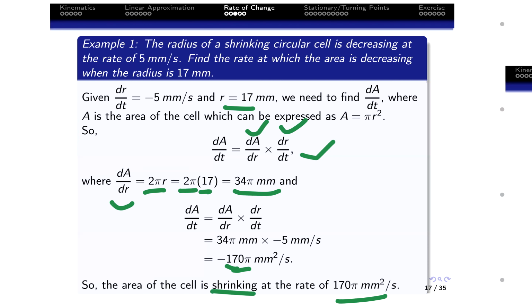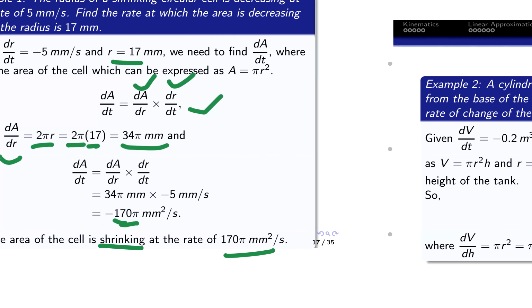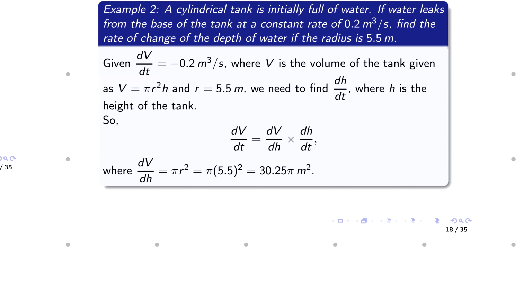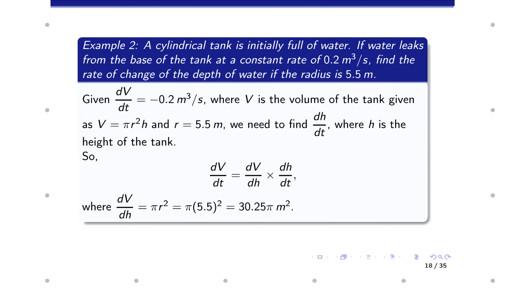So that's one idea right there for you. And then we come to another example. Oh, interestingly, we have something about a cylinder here. A cylindrical tank is initially full of water. If water leaks from the base of the tank at a constant rate of 0.2 meter cube per second, cylindrical tank, take note, find the rate of change of the depth of the water.